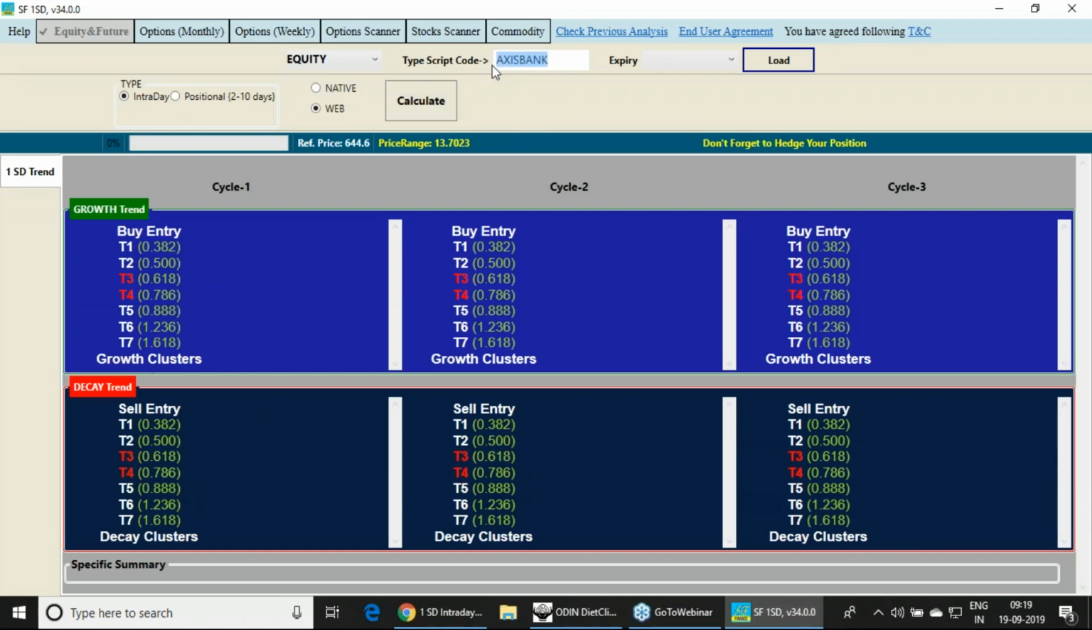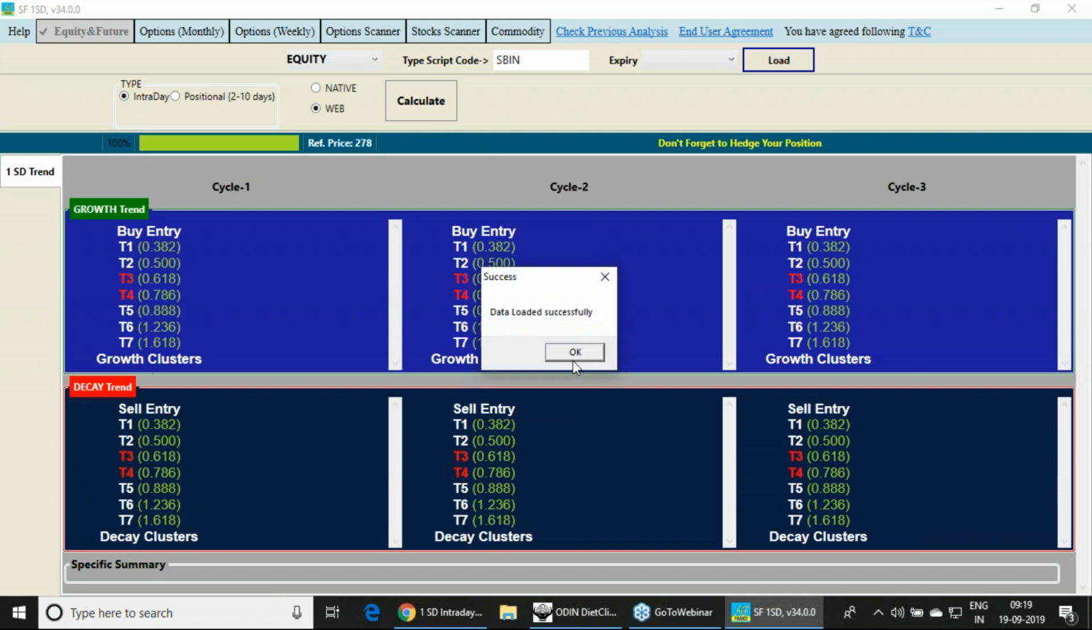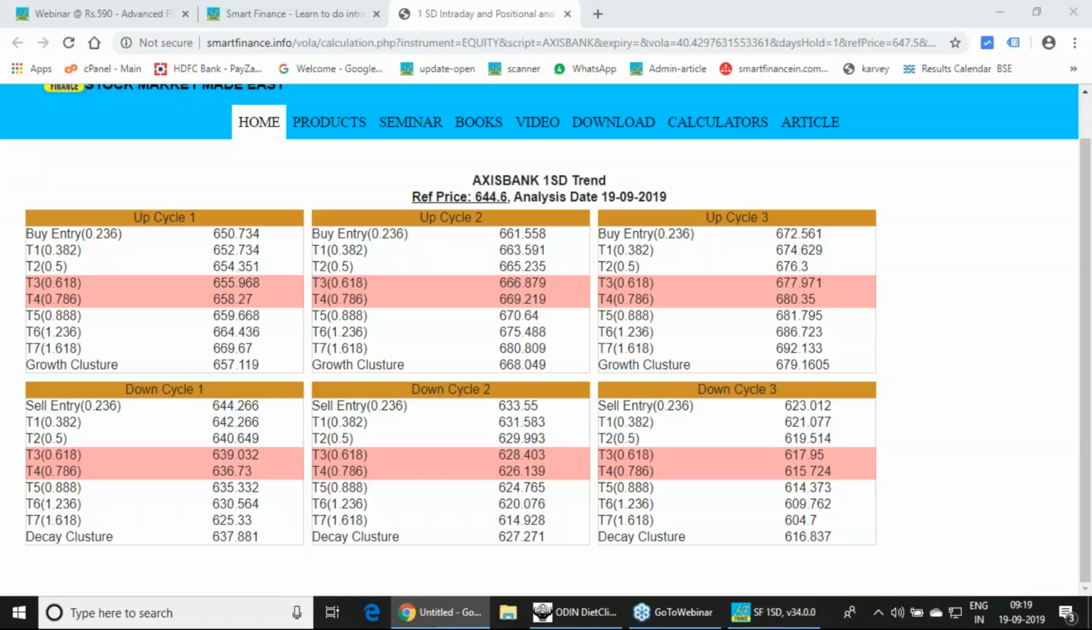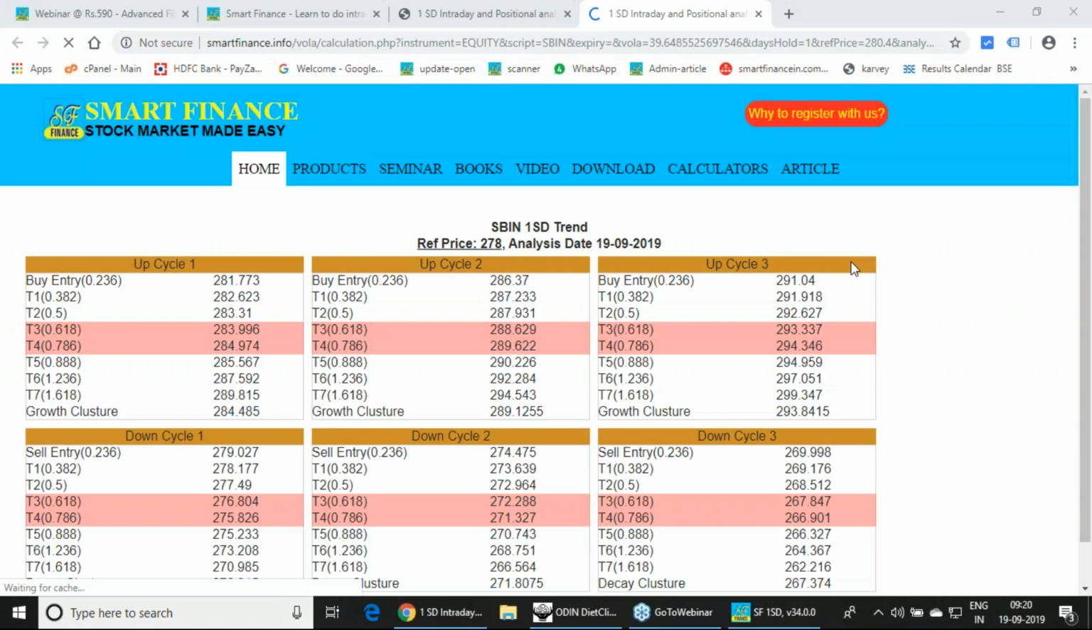Next, if I want State Bank of India, I can just go for State Bank of India, load data, and go for the calculate button. It will also open in another web browser. So if you want a different tab to be opened, then you can use this particular feature. State Bank of India and Axis both we have done.